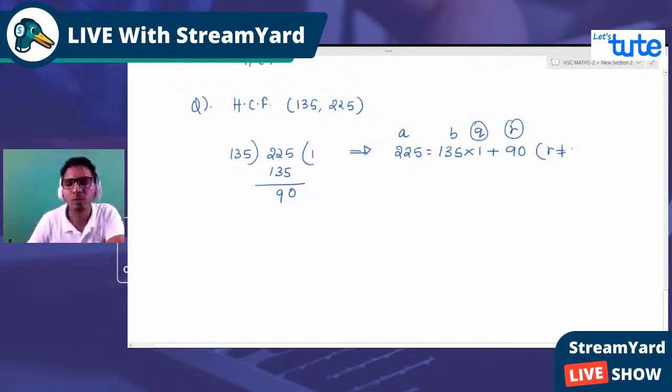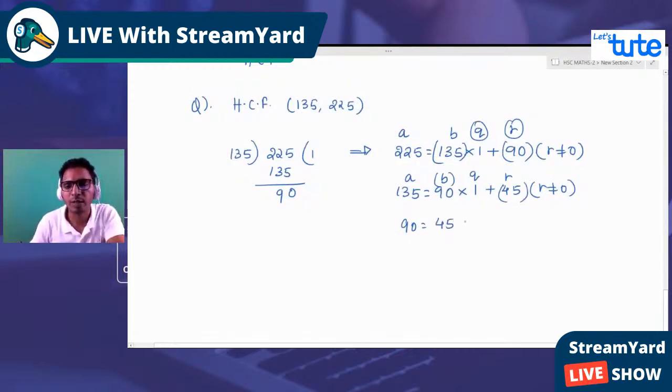When we see that R is not 0, we consider this B as our new A and the R as the new B. We have to find new Q and new R. So from here we get 135 equals 90 multiplied by 1 plus 45, correct? From here we understand that this is A, this is B, this is the new Q and new R, and we see that R is not 0. So we take this B as our new A and R as our new B, and now we have to find new Q and new R.